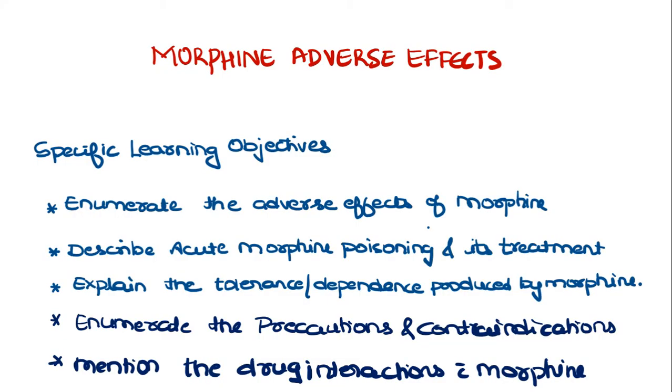So at the end of this class, what are the specific learning objectives you should be thorough with? At the end of this class, you should be able to enumerate the adverse effects of morphine, describe the acute morphine poisoning and its treatment, explain the tolerance and dependence produced by morphine, enumerate the precautions and contraindications for the use of morphine, and mention the drug interactions associated with morphine.